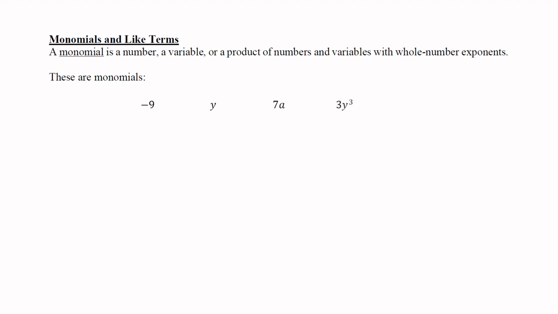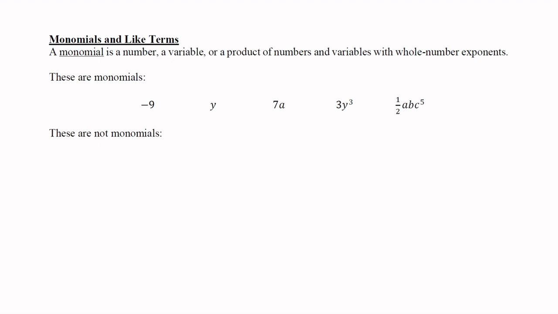You can also have a variable with a power or an exponent attached to it. So 3y to the third would also be a monomial. And you can even have a fraction as your coefficient, so 1/2 abc to the fifth. We have multiple variables in here, but they're all being multiplied together. So all of these are monomials.